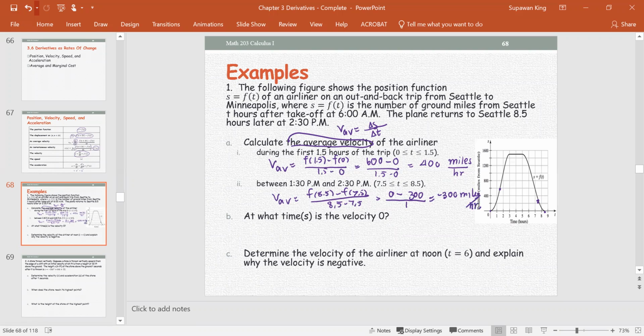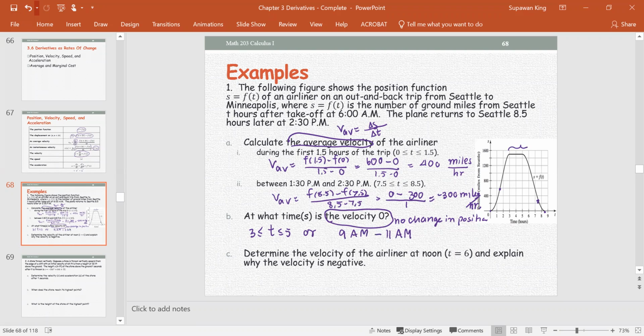Part B, at what times is the velocity 0? Velocity 0 means no change in position, or the rate of change of the position is 0. That's between t equals 3 and t equals 5, or between 9 a.m. and 11 a.m.